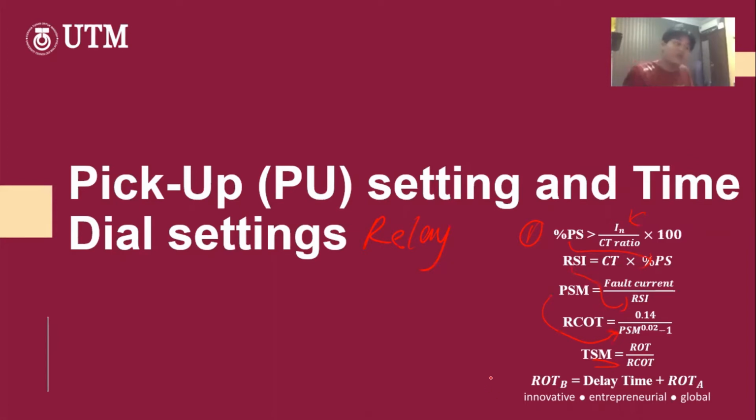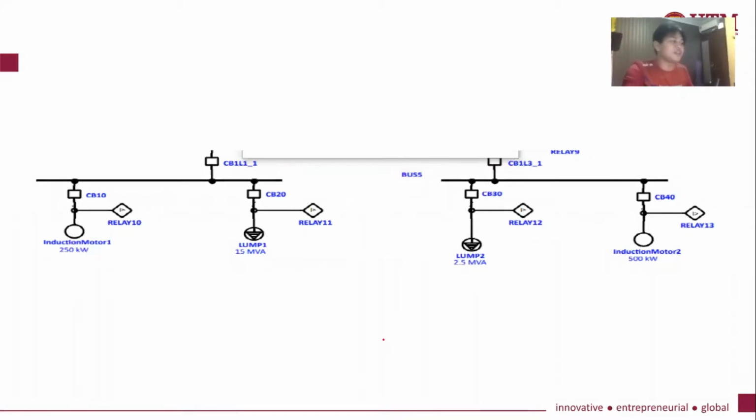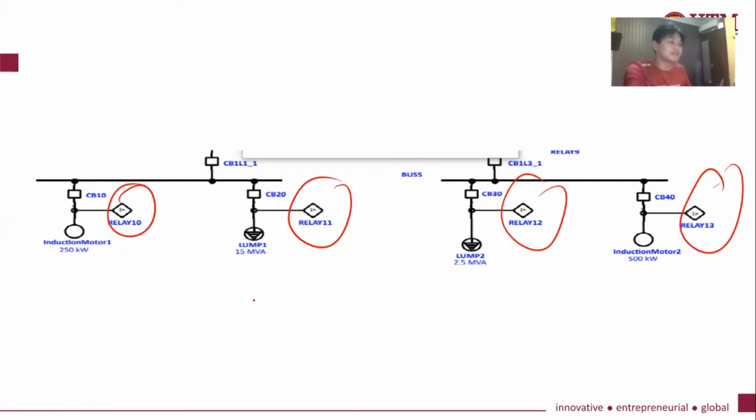As we can see here, ROT of relay B is equal to the delay time plus ROT of relay A, the previous relay. So we assume the relay delay time is 0.4 for this project. So we want to calculate the plug setting and TSM of relay 10, relay 11, relay 12, and relay 13, which is actually the same because it is at the bottom part of the network.